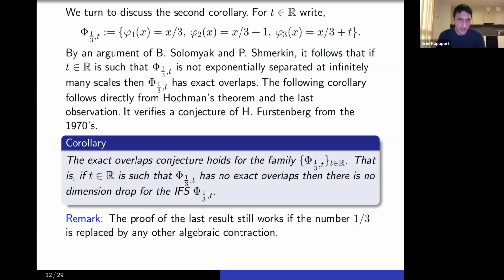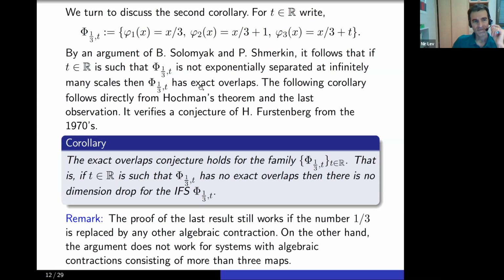Let me just remark that this observation of Solomyak and Shmerkin still holds if 1/3 is replaced by any algebraic contraction. And with a slight modification of the argument, we don't even need to require homogeneity. So if you have a system of 3 maps with algebraic contractions, and you know that it is not exponentially separated at infinitely many scales, then it already has exact overlaps.